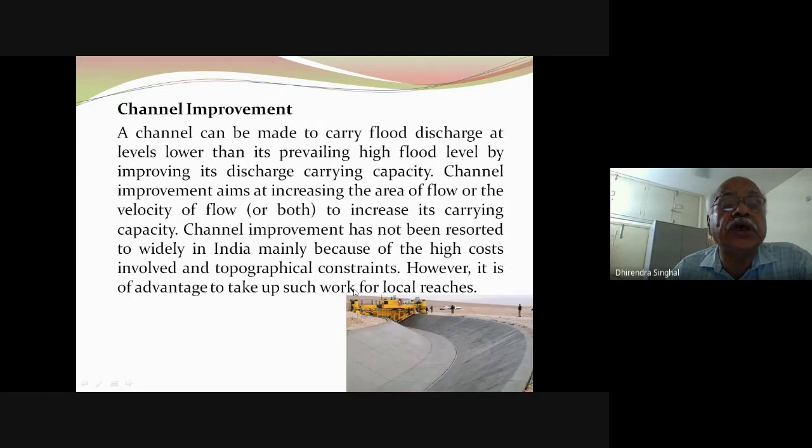Channel improvement, and if you see this photograph, I have tried to show you a lined canal. Channel improvement means we have less land, and the quantity of flood water to be passed is greater. That's why, if you have this lined canal, the velocity can be higher and that will increase the flow.